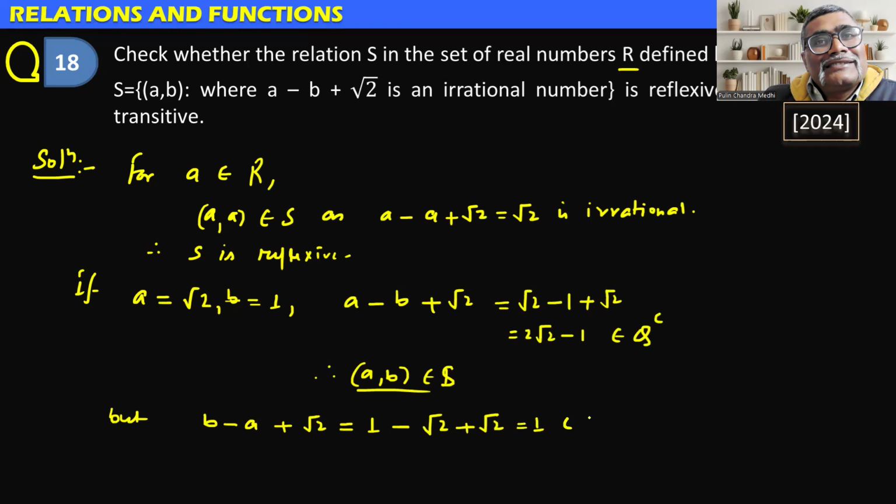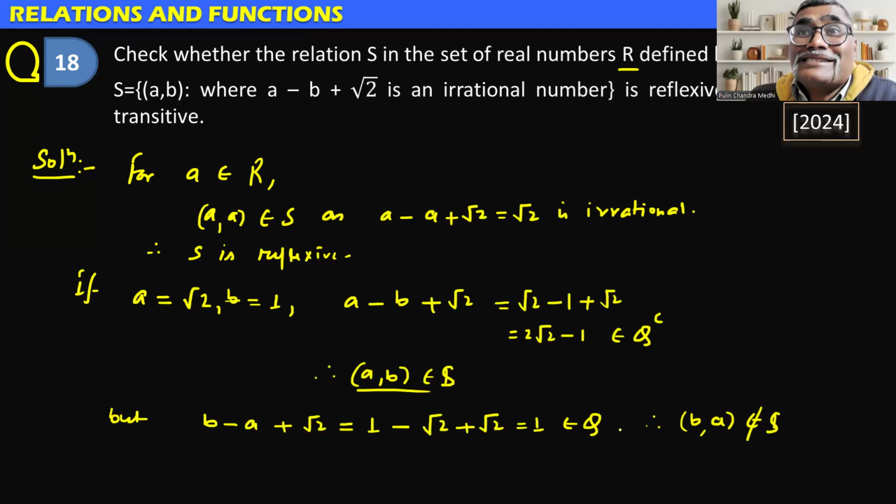So what do you get? This is rational. So if it is rational, you will say that B comma A doesn't belong to S. So what is your conclusion? It is not symmetric. That's a very important part. Many students wrote it as symmetric. That's the common mistake you make. So I write that S is not symmetric.